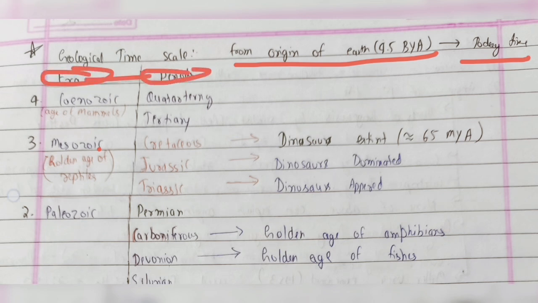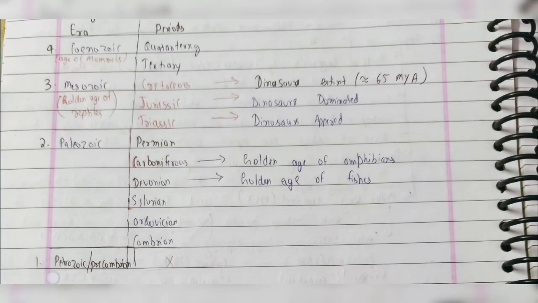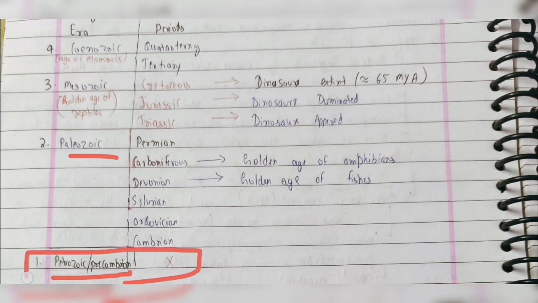Periods come within eras. So the earliest of the eras were Archaeozoic or Precambrian, then comes Proterozoic, then Paleozoic, then Mesozoic, and then Cenozoic. We will begin with the first era, the Archaeozoic or Precambrian era. There are no periods because most of the organisms don't exist at this period of time.